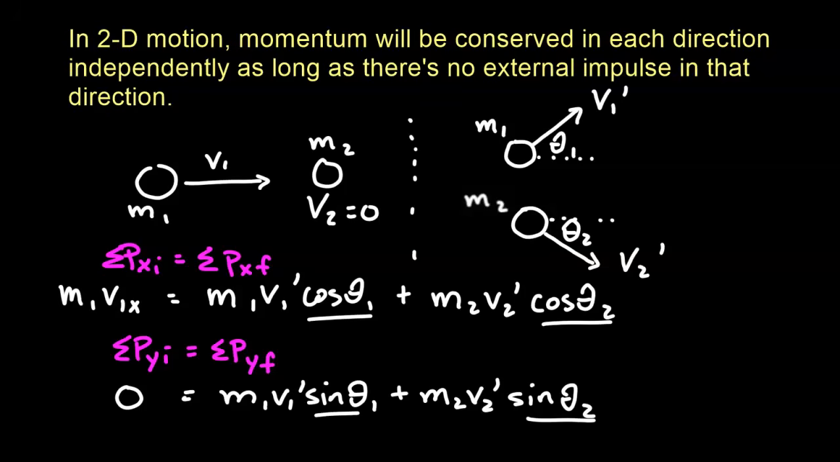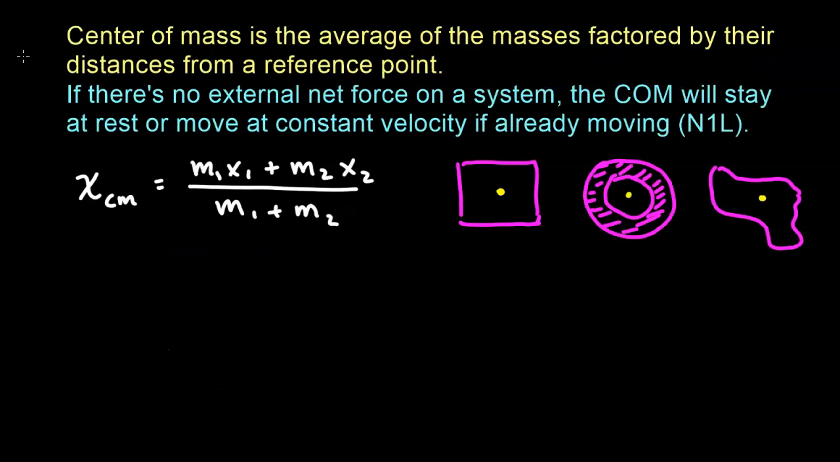Now we'll take a moment to think about the center of mass. Center of mass sometimes can be super helpful and almost like a shortcut in solving some physics problems. The center of mass is the average of the masses factored by their distance from a reference point.